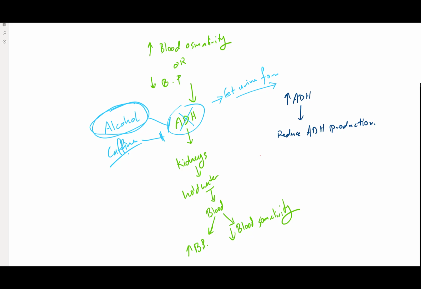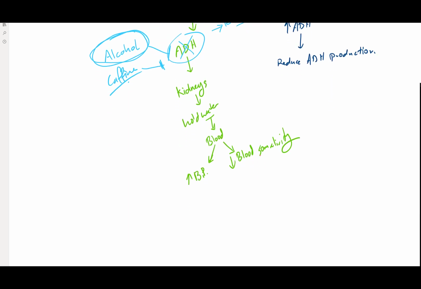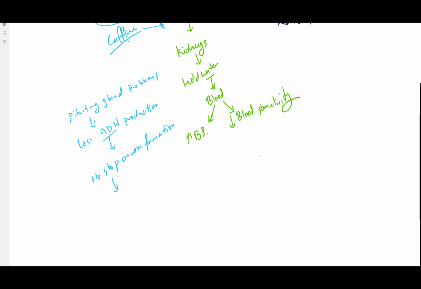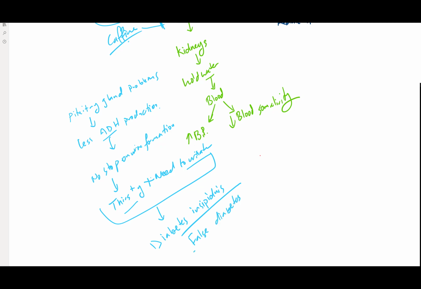Now, problems with ADH: some people have pituitary gland cancer or another problem in their pituitary gland. This might cause less ADH production, which means there is no stop on urine formation. So those people will always feel thirsty and urinate a lot. Always thirsty and urinating. This is a condition called diabetes insipidus. It's the false diabetes.